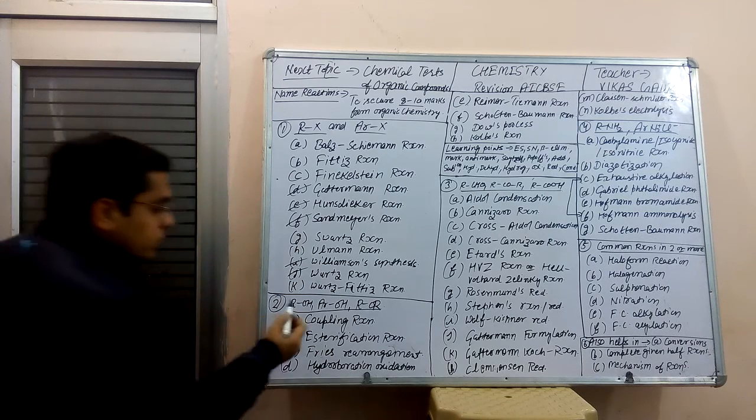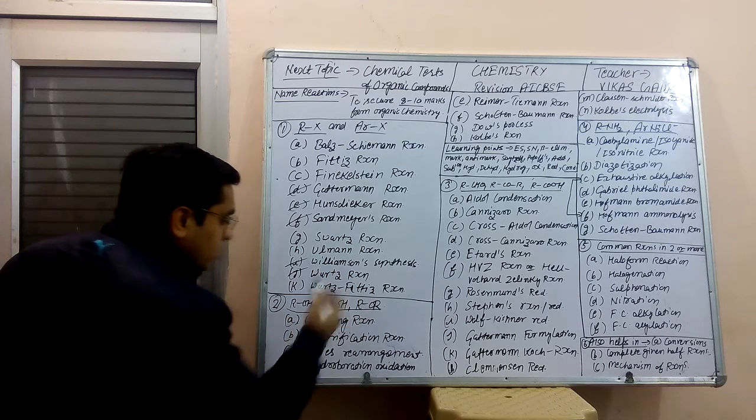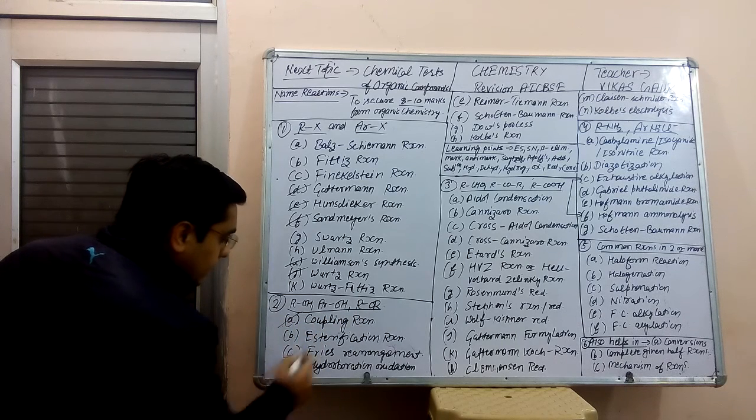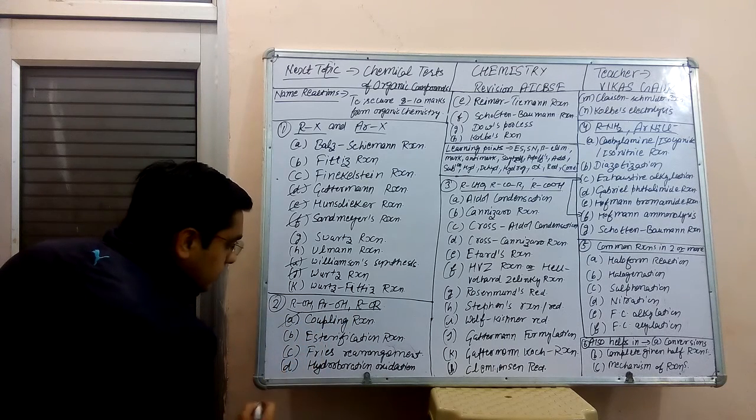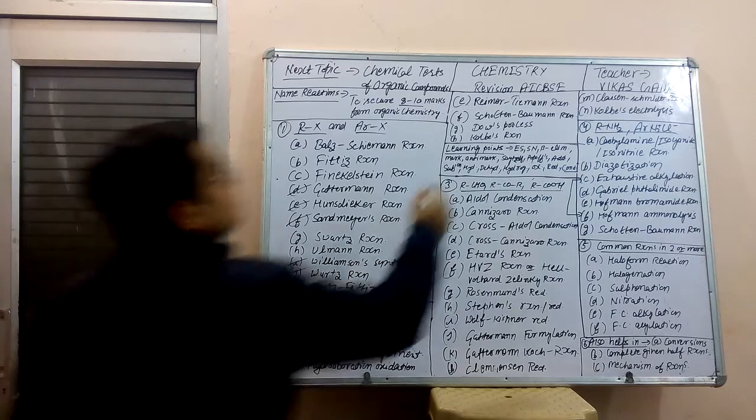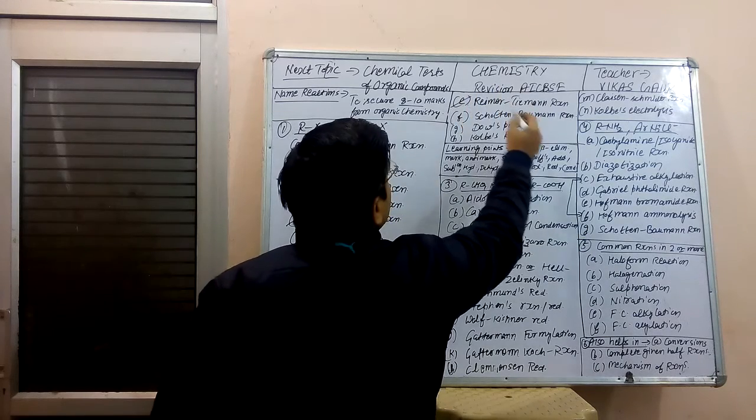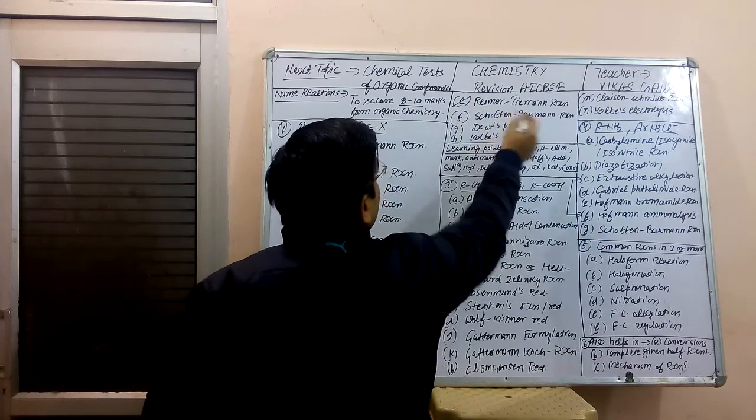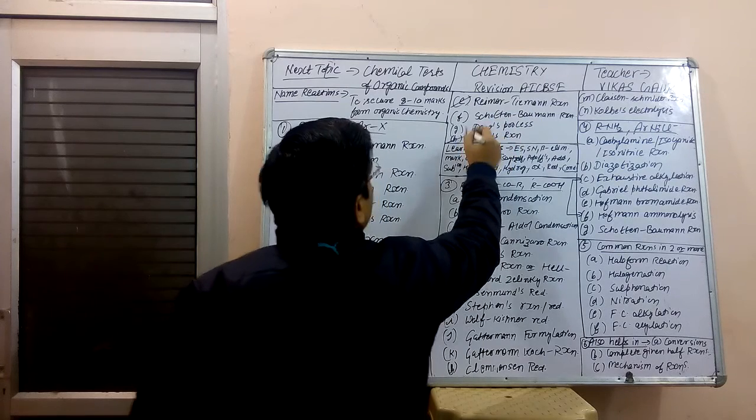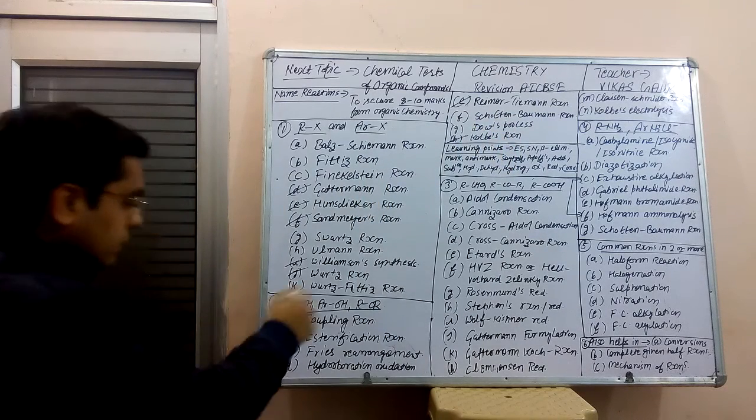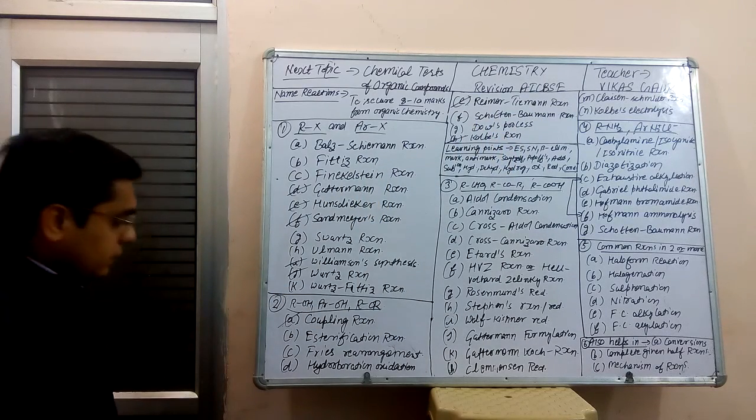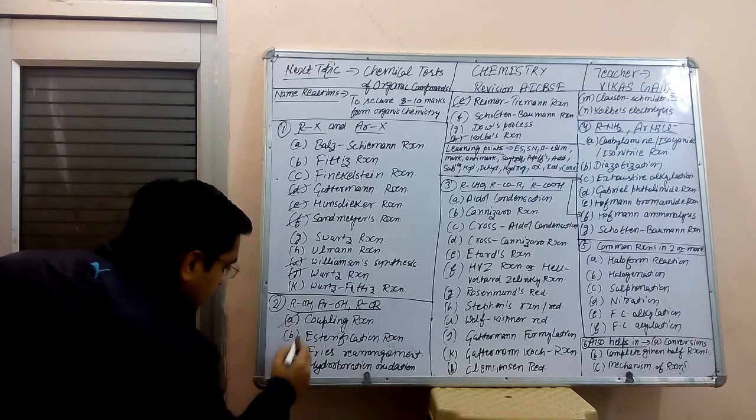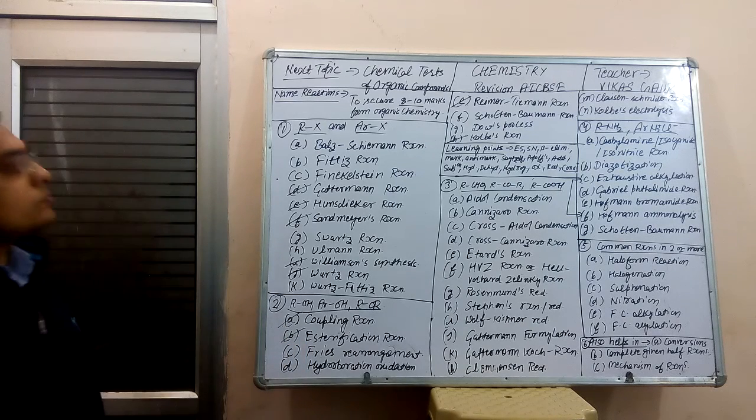Same way, from the unit alcohols, phenols and ethers: coupling reaction, esterification, Fries rearrangement, hydroboration oxidation, Reimer-Tiemann reaction, Schotten-Baumann reaction, Dow's process and Kolbe reaction. The Reimer-Tiemann reaction is among the most important reactions, and also esterification.